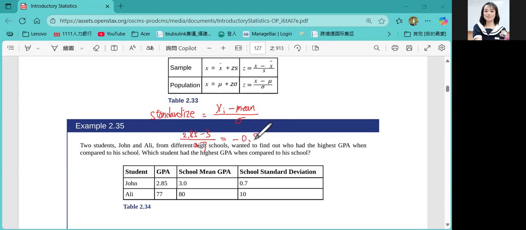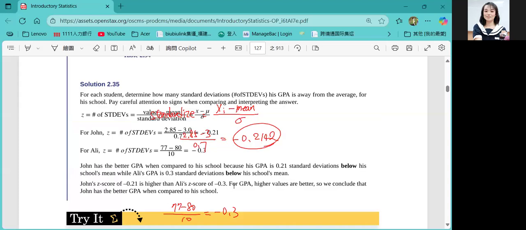Negative 0.2142. And for this one it is 77 subtract 80 divided by 10. It should be negative 0.3. So negative 0.214 is better than negative 0.3. So John performed better than Ellie. Okay? Because negative means below.